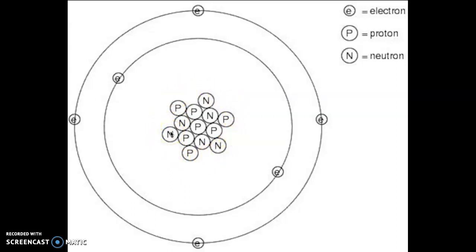So for example, in this atom, we're going to count 1, 2, 3, 4, 5, 6, 7, 8, 9, 10, 11, 12, 13. So the mass of this atom is 13 grams per mole.